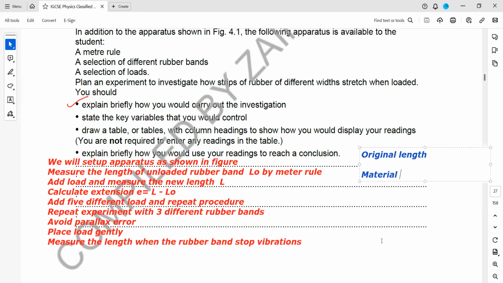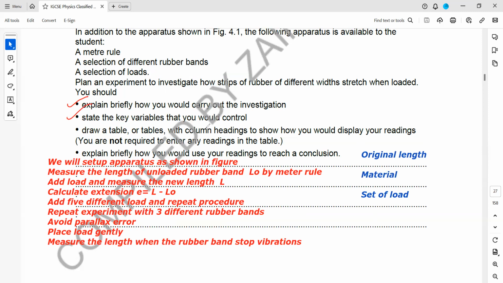The set of loads which are used, yeah, the height from which it is clamped, that is like the place or the position where we connect a hook, that should also be same. The material of the rubber band should be same. The set of loads which we use, that should also be same. So state key variables done.